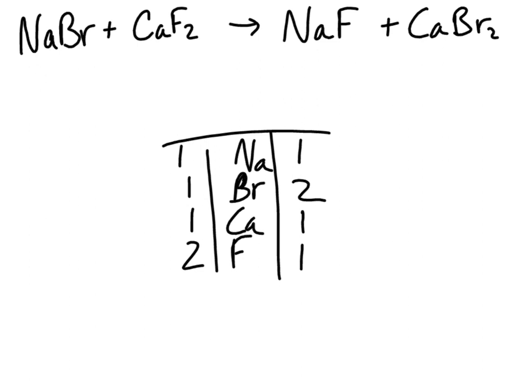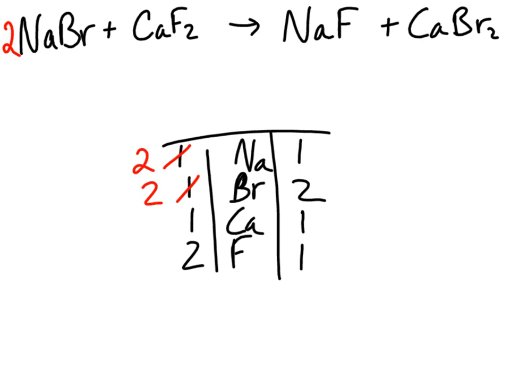Okay, so my metals are already balanced, but my non-metals are not. It does not matter which one you do first. Let's go ahead and do the bromine. I'm going to put a 2 in front of the sodium bromide, which would cause this to be 2, but of course this would also cause this to be 2 as well.